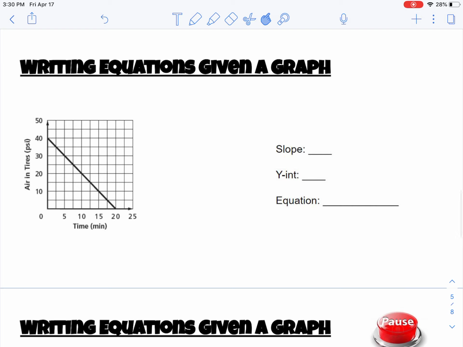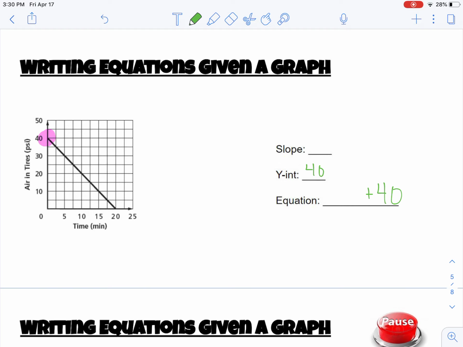All right, let's try this next one together. We want to write the equations given from a graph. All right, so first things first, it's always the easiest for me to do is just to locate the y-intercept. If I can locate the y-intercept first, that makes my life just a lot easier actually, because it's the easy part. That's my plus or minus right here, okay?